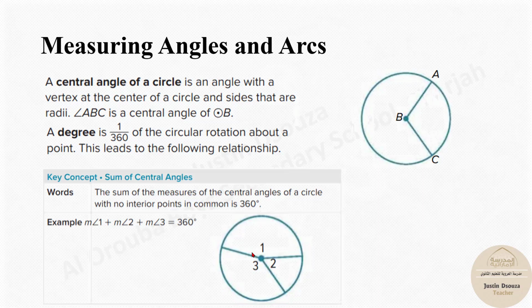Now look at this figure here. 1, 3, 2. How do you measure? If you know any of these angles, then you know the total angle of a circle is 360. So all you can do is 360 minus the known angles, and that will give you the unknown angle.